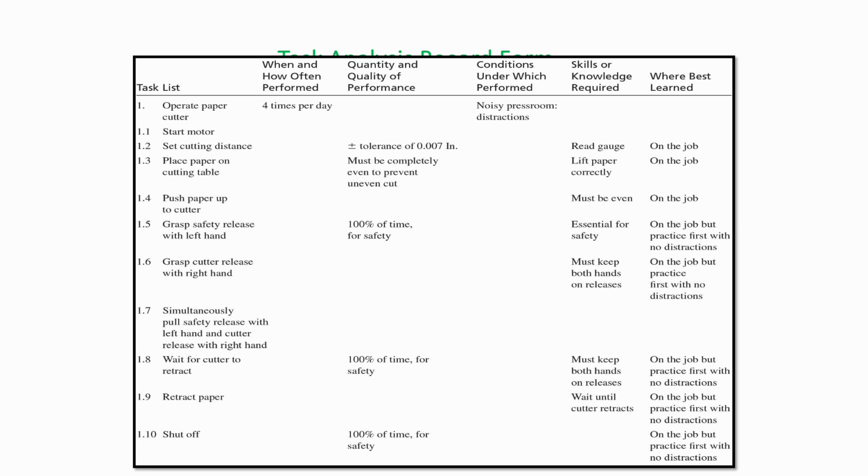Then what kind of skills are needed to do this job, particularly specifically for each and every step? So you can see lift paper करना आना चाहिए, even रखना आना चाहिए, safety रखना आना चाहिए, दोनों हाथ को use करना आना चाहिए, like that.